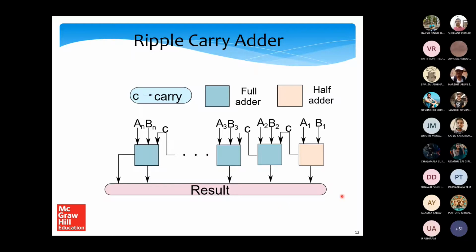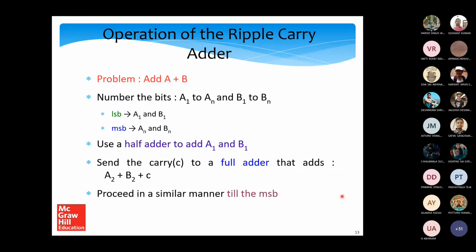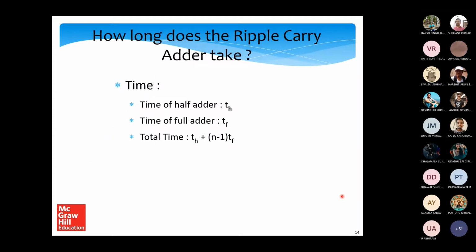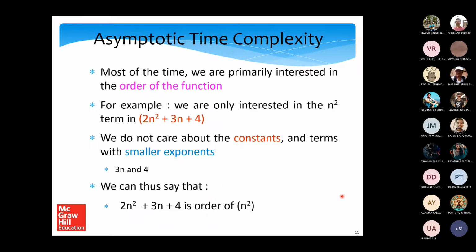So the ripple carry adder has one drawback. What is the drawback? The size of it is proportional to the size of the data, and the time of the addition is linearly proportional to the size of the data. So it's a simple thing, it's order of n. If you do it with all half adders, the half adder time is constant. So essentially it will be order of n.